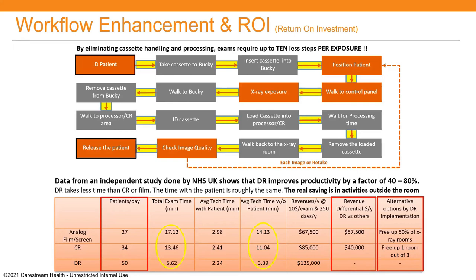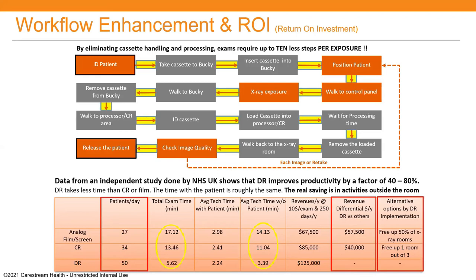So the total exam time moved from an average of 17 minutes down to something more than 5 minutes per exam. And basically, customers that moved to DR could improve their efficiency 3 times. That's really astonishing. So a lot of customers say, well, what does it mean when I'm going to improve so much?